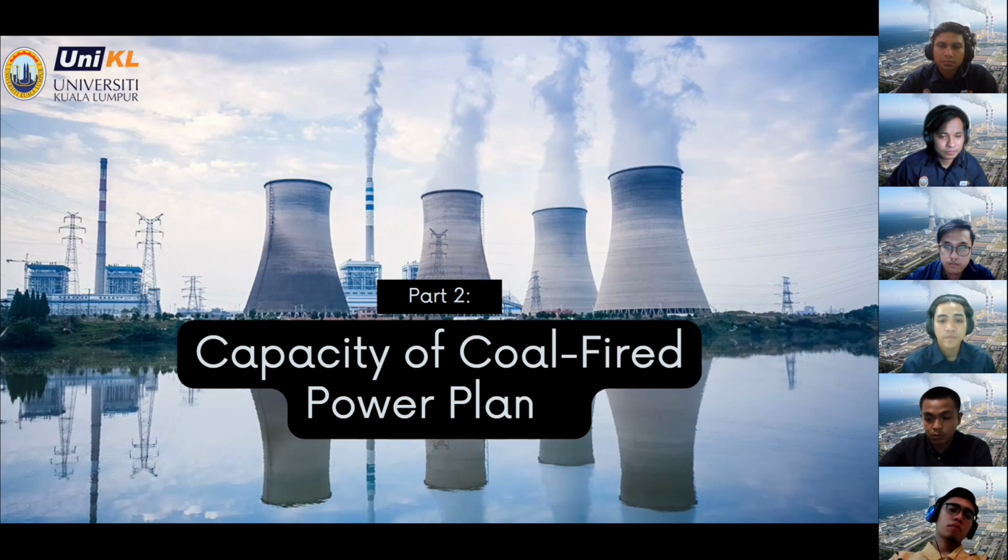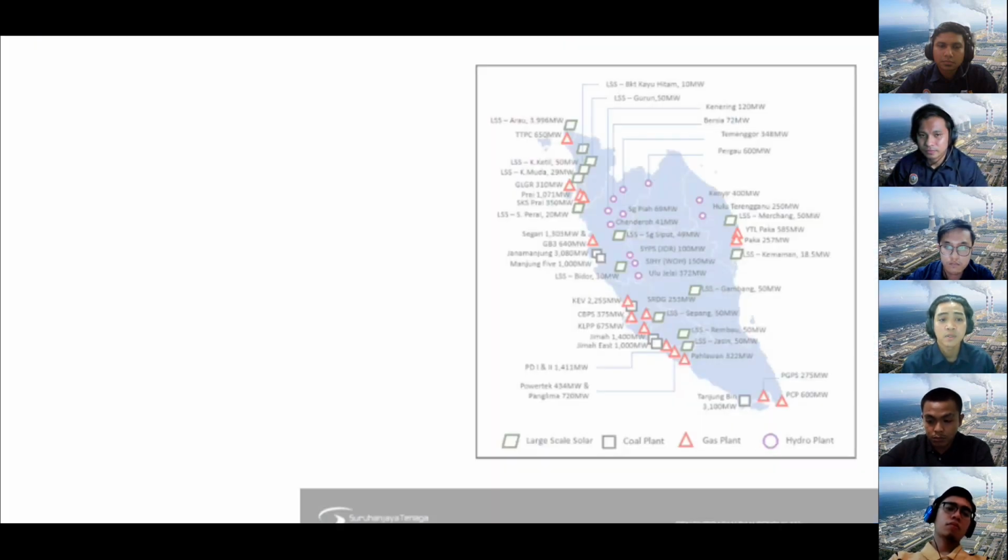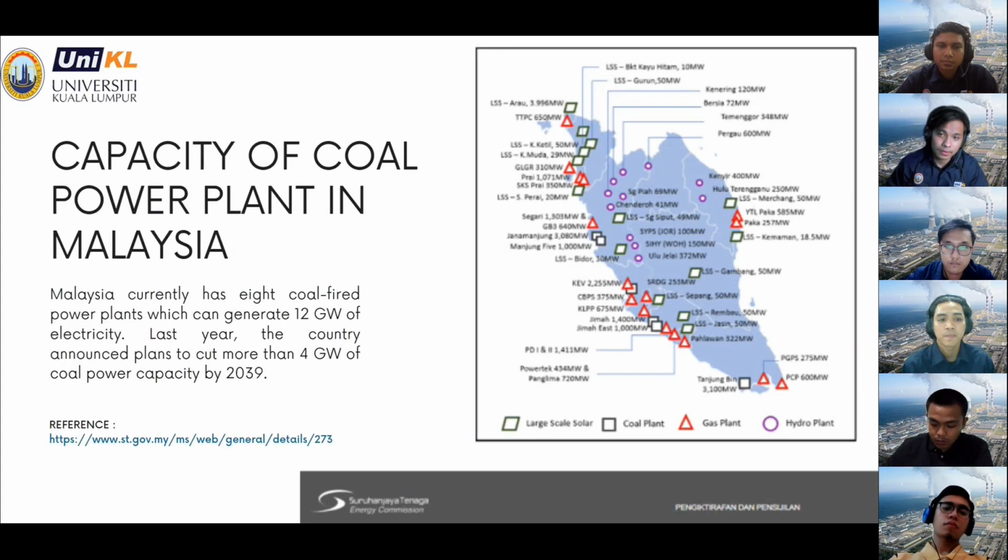Now we continue the slide presentation about the capacity of coal-fired power plants in Malaysia. Malaysia currently has 8 coal-fired power plants which can generate 12 gigawatts of electricity. Last year, Malaysia announced a plan to cut more than 4,000 gigawatts of coal power capacity by 2039.